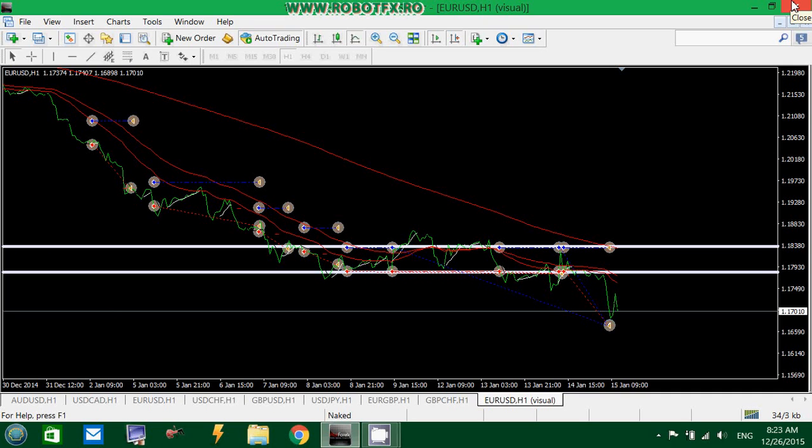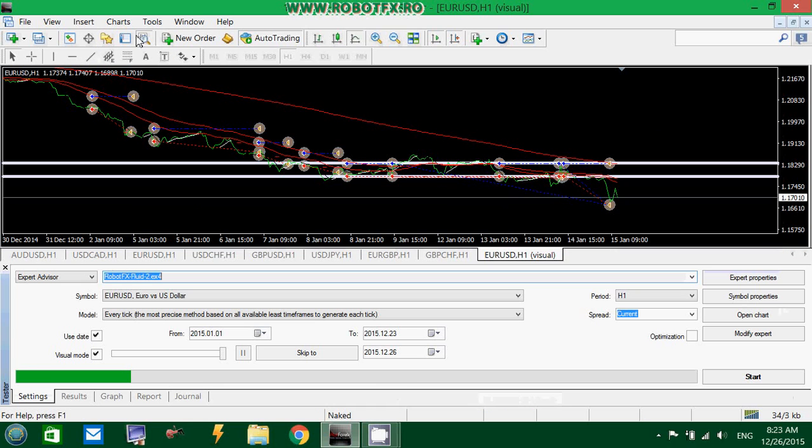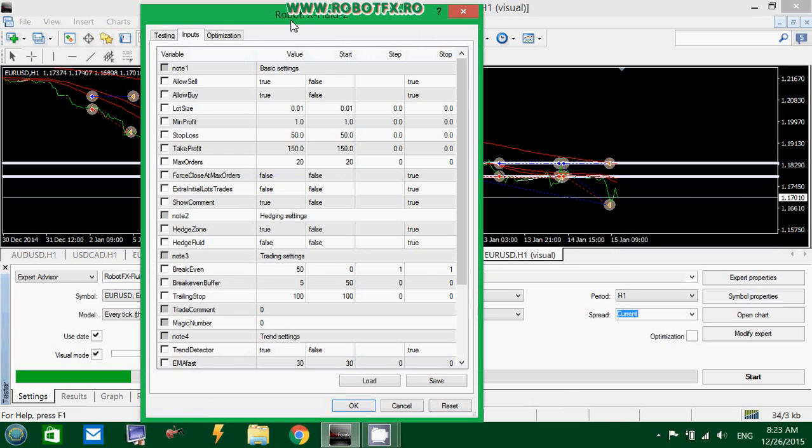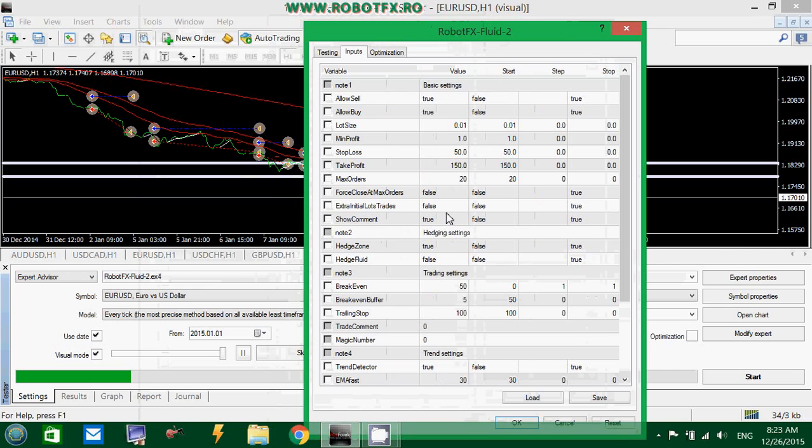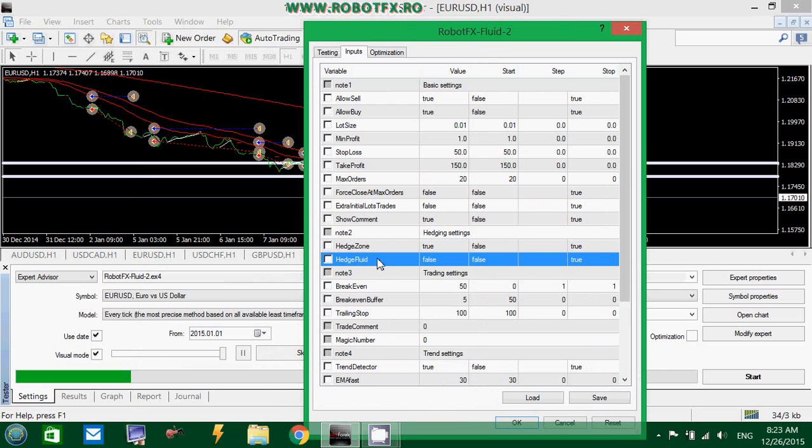Hello traders, in this short video I will try to explain what the hedge recovery means in the RobotFX Fluid Expert Advisor settings. Basically we have two options to hedge, to recover a losing trade or a losing basket of trades, and these are HedgeZone and Hedge Fluid. I suggest to choose only one of these.